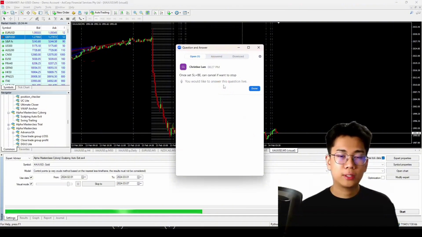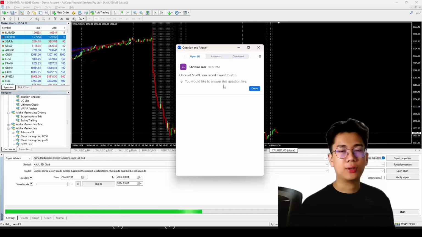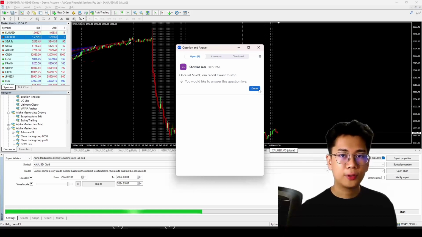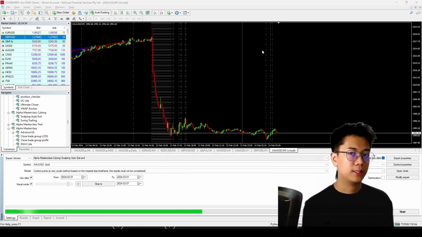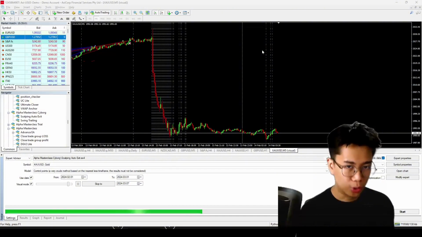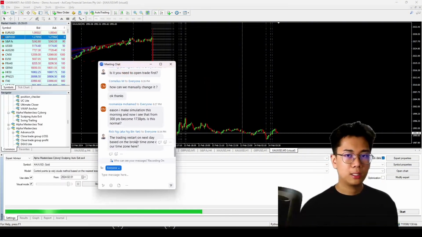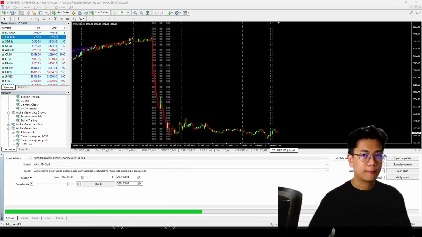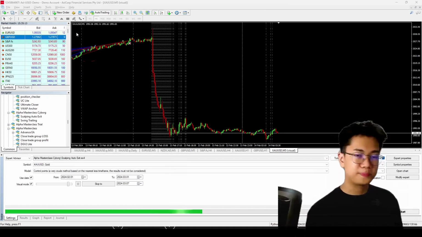Once you set the stop loss equal to break-even, can you cancel it if you want to stop it? You can cancel the stop loss, meaning you have to remove the stop loss manually. You can still remove it. The trading restarts on the next day based on the broker time zone only. Okay, this is to answer the questions. Trading restarts based on the broker time zone. Okay, and that's for the bot.